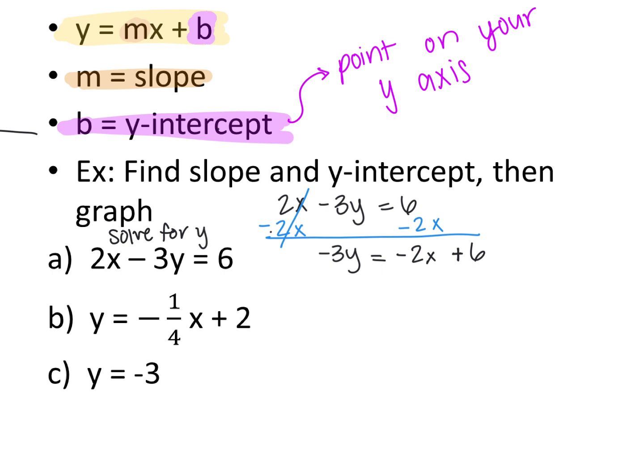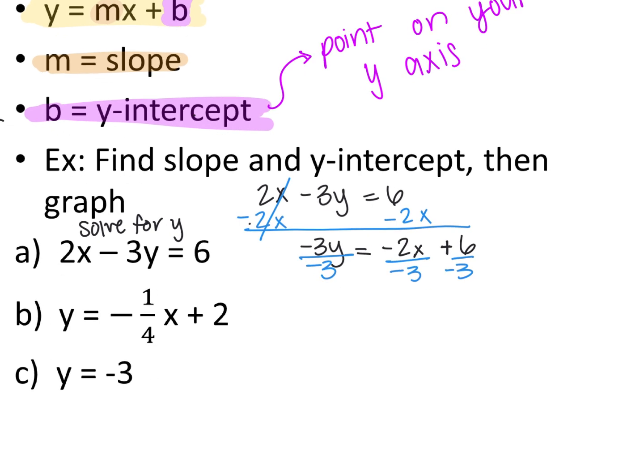So now I have to get rid of my negative 3. What am I going to do? Add? I'm not going to add 3. Divide. I'm dividing by negative 3. So I need to divide everything by negative 3. We are solving for y, yes. So I'm going to get y equals, what's negative 2 divided by negative 3? What's a negative divided by a negative? Positive. I'm going to keep my fraction how it is: 2 over 3x. Now, what's positive 6 divided by negative 3? Good. Thank you, negative 2.